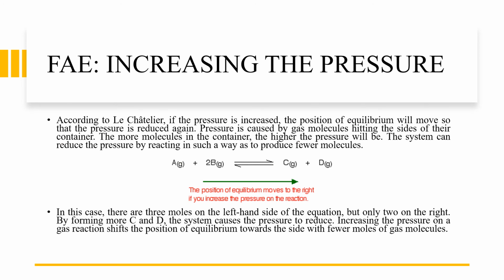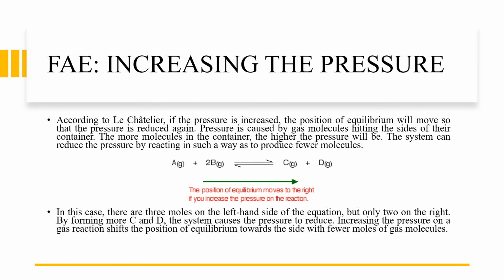Next, increasing the pressure. According to Le Chatelier's principle, if the pressure is increased, the position of equilibrium will move so that the pressure is reduced again. Pressure is caused by the gas molecules hitting the side of their container. The more molecules in the container, the higher the pressure will be. The system can reduce the pressure by reacting in such a way as to produce fewer molecules. So the position of equilibrium will move to the right if you increase the pressure on the reaction given.